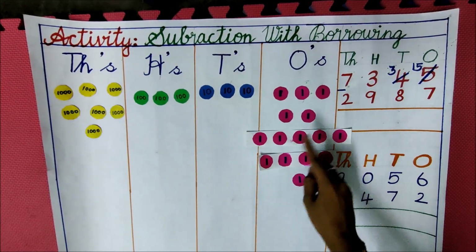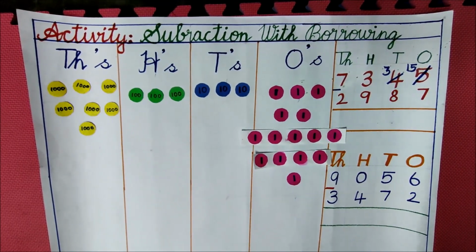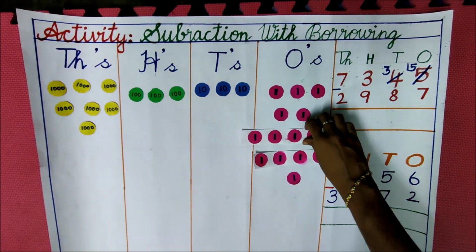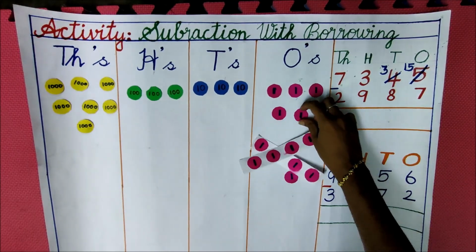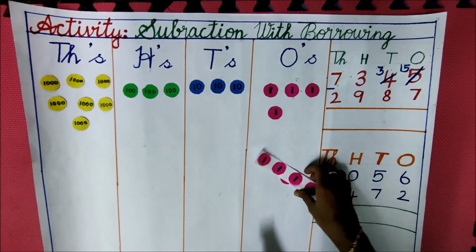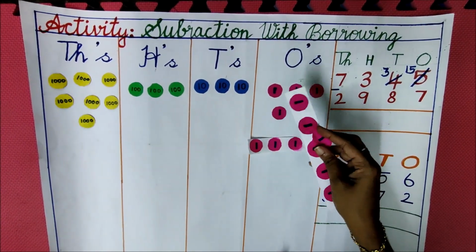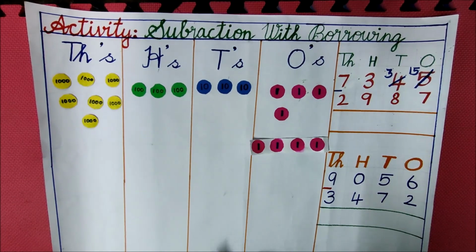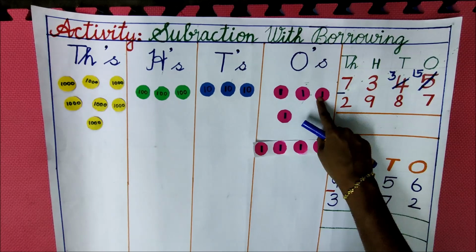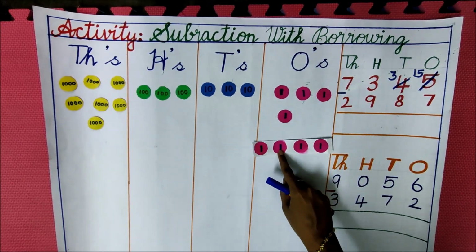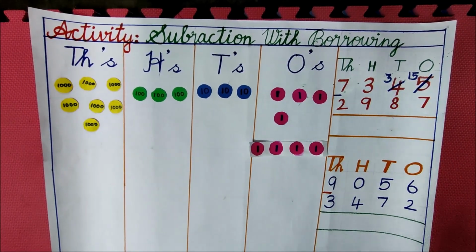See here, totally I have 15 circles. So I am going to take 7 out. See here, 1, 2, 3, 4, 5, 6, 7. So I have taken out 7 from 15. Shall we count the remaining circles? See here 1, 2, 3, 4, 5, 6, 7, 8. So 15 minus 7 is 8.